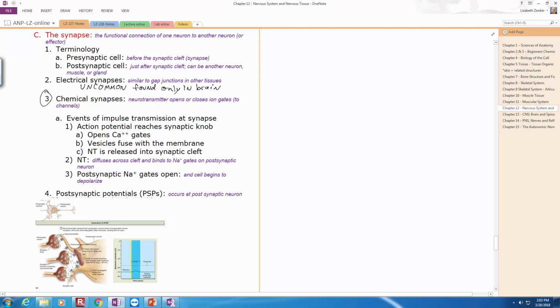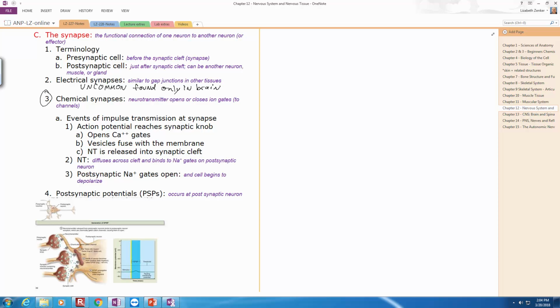And it says it's similar to the gap junction in other tissues. You guys remember a gap junction was a way for one cell to communicate with another one, like a bridge between the two. So literally, information from the cytoplasm of one cell could communicate with the cytoplasm of the other cell, right? That's why these are uncommon. We don't see a whole lot of this. It's in the brain only.